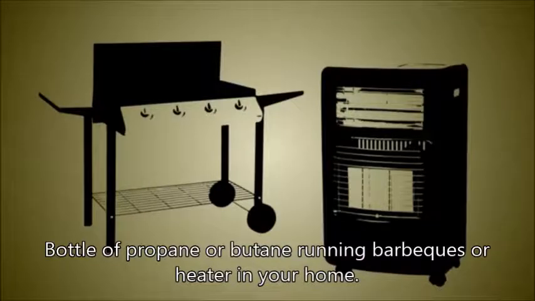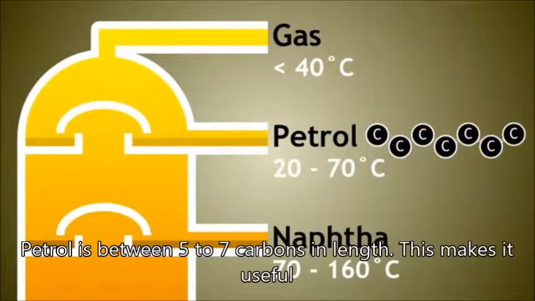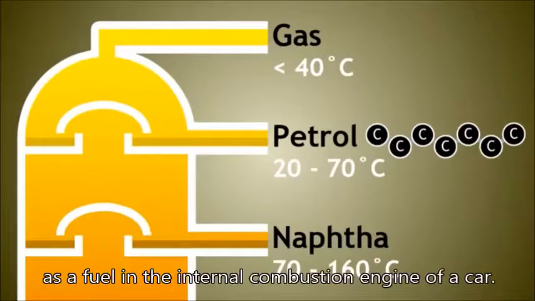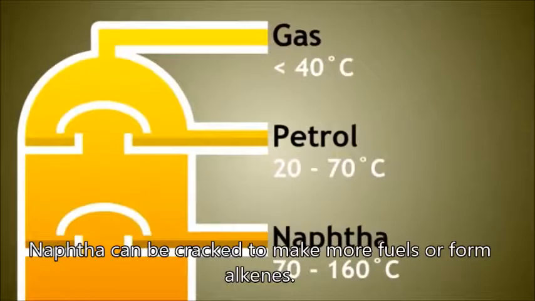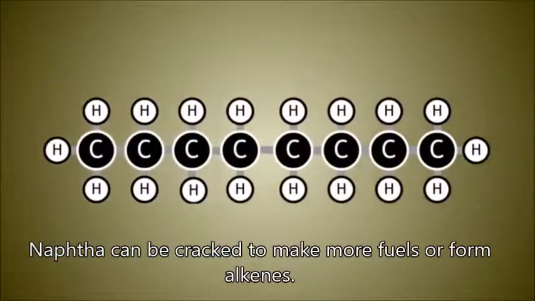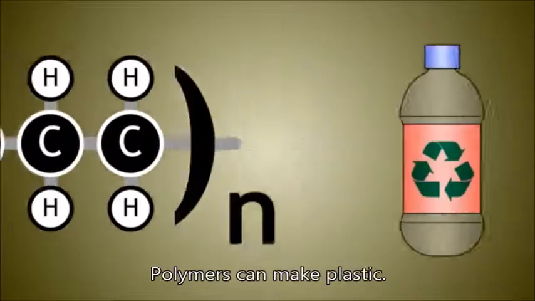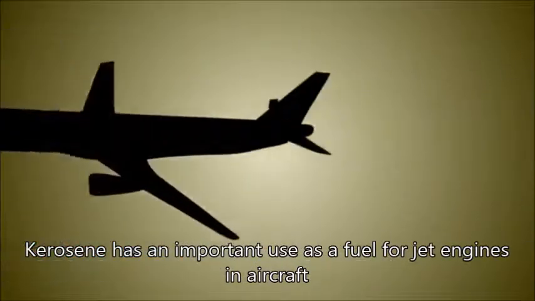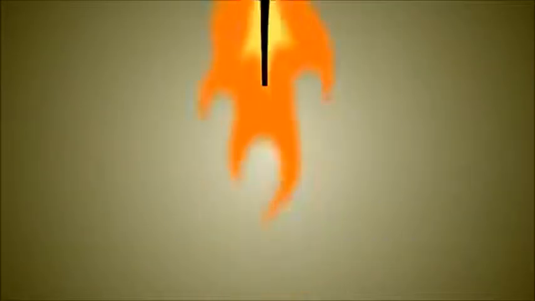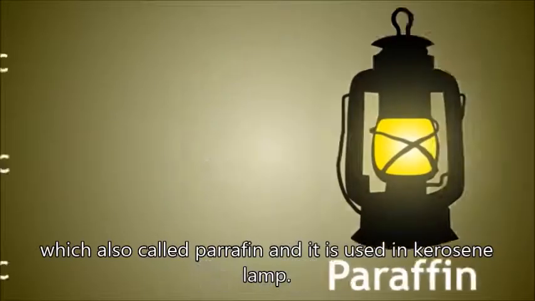your home. Petrol is between 5 and 7 carbons in length. This makes it useful as a fuel in the internal combustion engines of a car. Naphtha can be cracked to make more fuel or to form alkenes. Alkenes can be turned into polymers. Polymers can make plastic. Kerosene has an important use as a fuel for jet engines in aircraft, which is also called paraffin, and it is used in kerosene lamps.